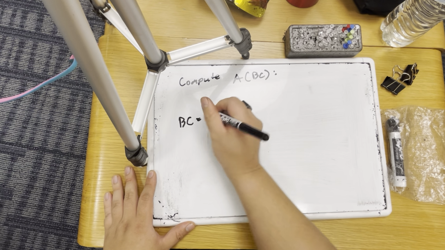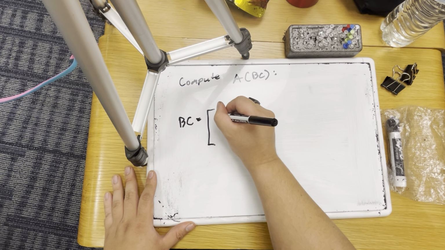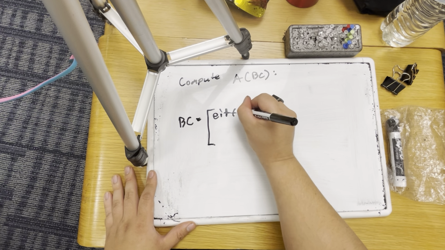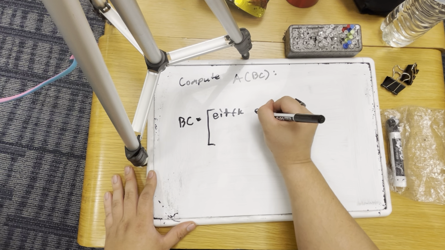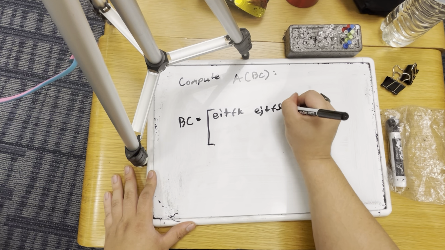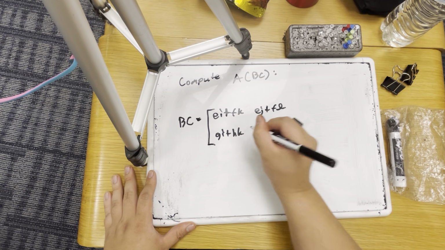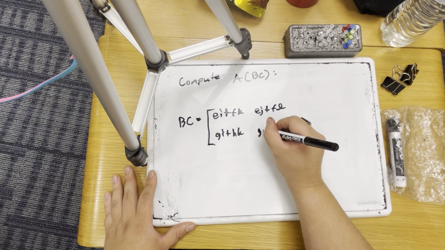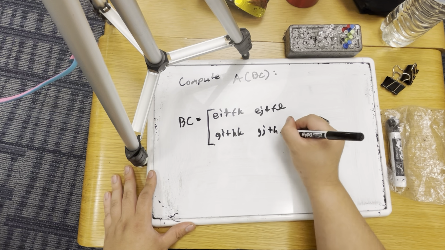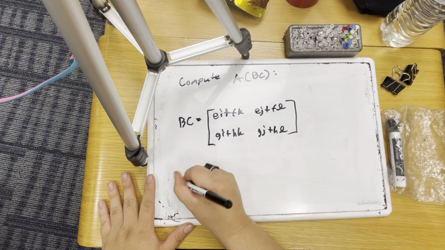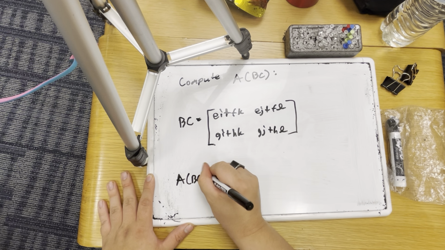BC is equal to EI plus FK, then EJ plus FL, then GI plus HK, then GJ plus HL. So let's multiply A by this to get what we want here, to C.